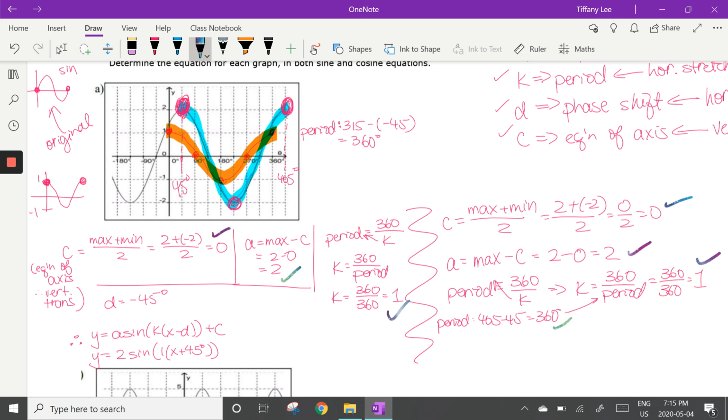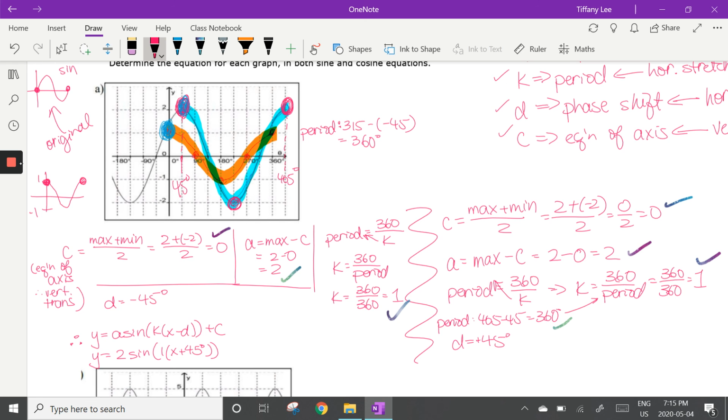Right? The only difference here is the horizontal translation. Right? If we compare the parent function, which was the orange graph, to our transform graph, which is blue, we can clearly see that this was our original, and then it has moved to the right at 45 degrees. Right? So then D equals positive 45 because it's been moved to the right.